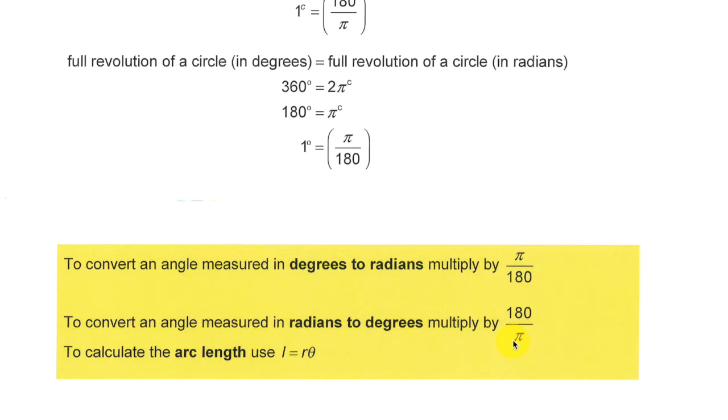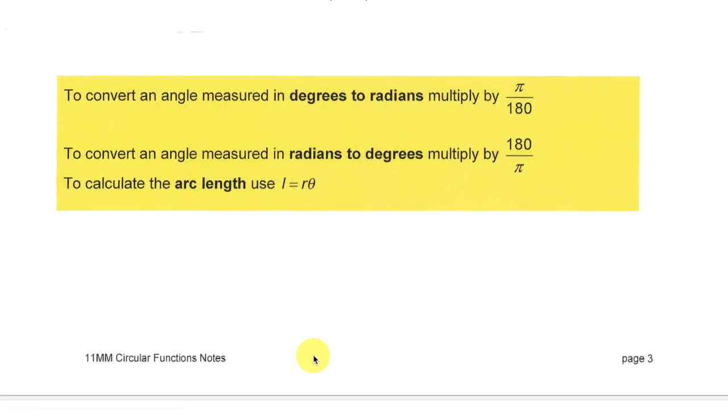We also have another rule, which involves the arc length. The arc length, the L here, the length of the arc, will equal the radius multiplied by the angle that we've swept through. But this angle needs to be in radians. And you'll see some examples of that being used.